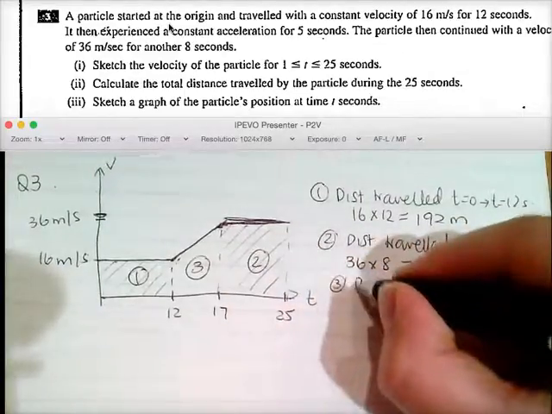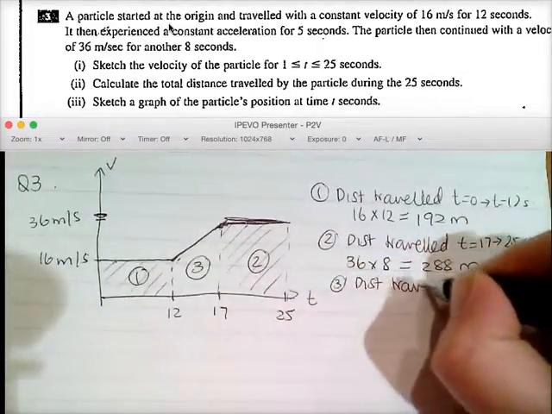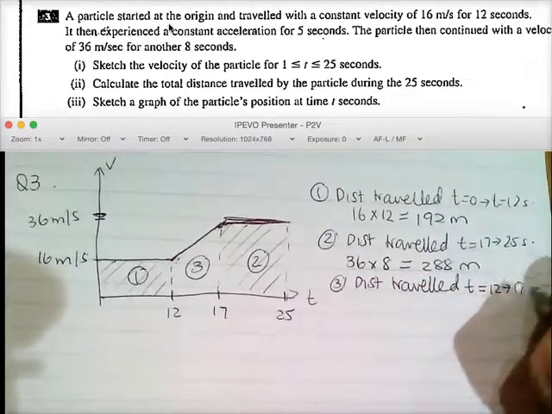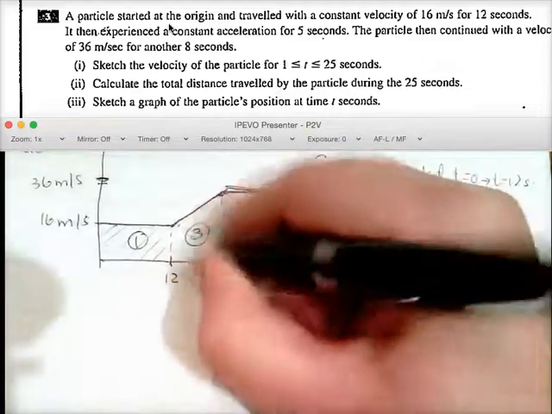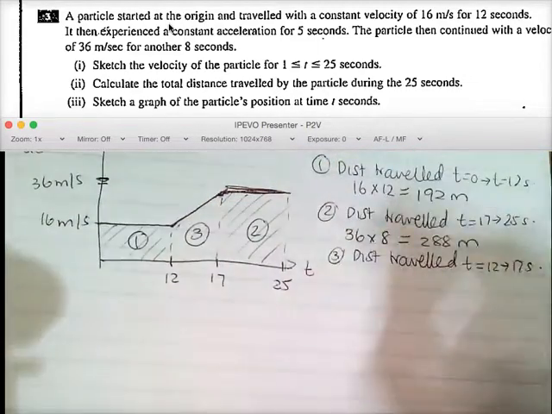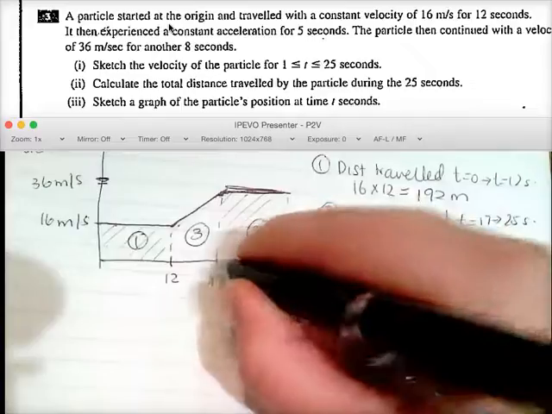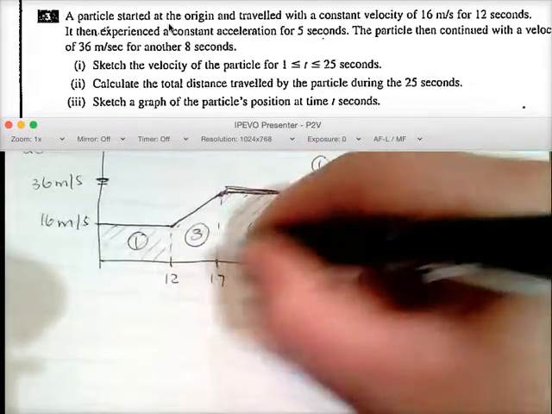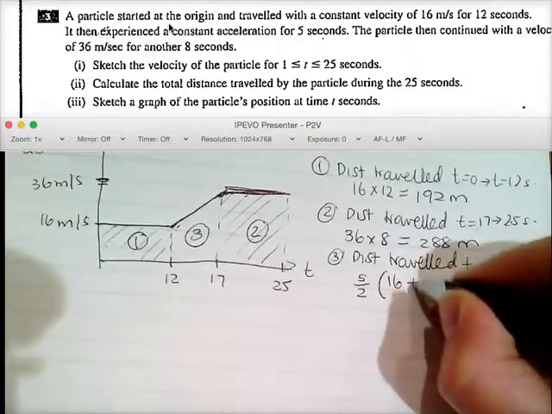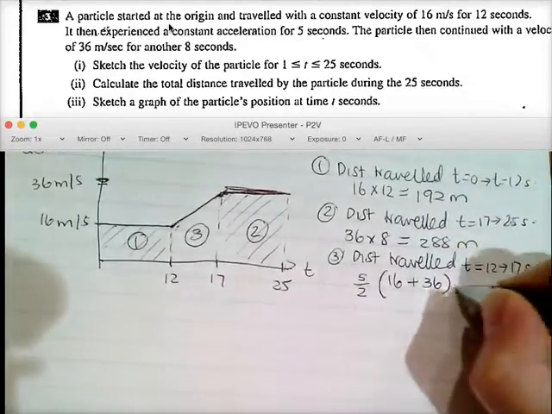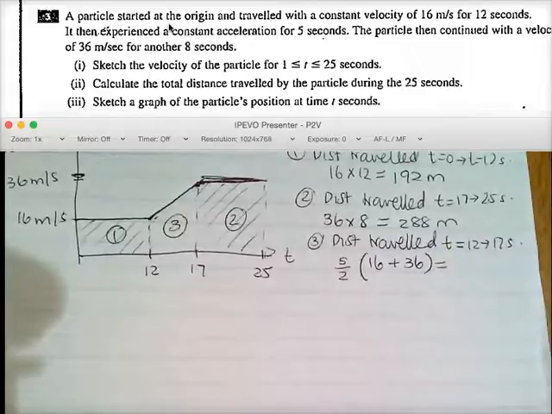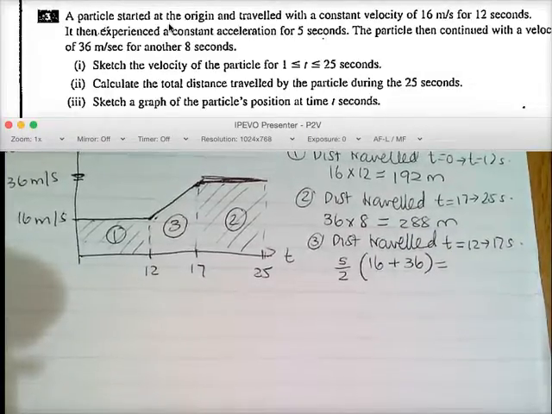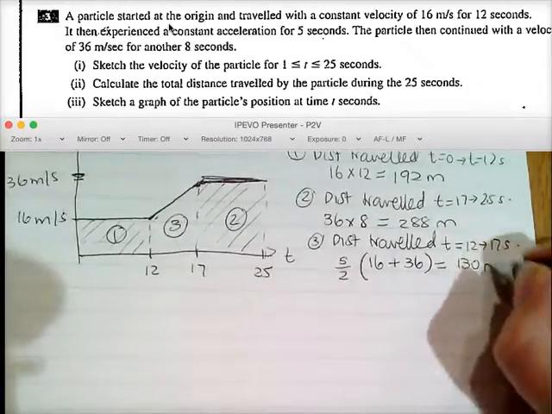So the distance travelled from time equals 12 to 17 seconds. Now, this area here is a trapezium. So it's going to be h on 2, so it's 5 on 2, times a plus b. Your a is 16 and your b is 36. So that is 16 plus 36 times 2.5, and that's 130 meters.